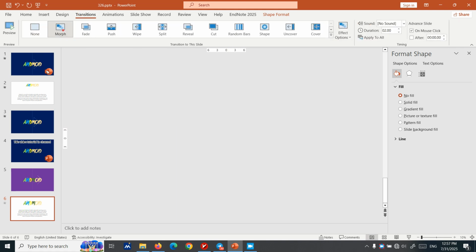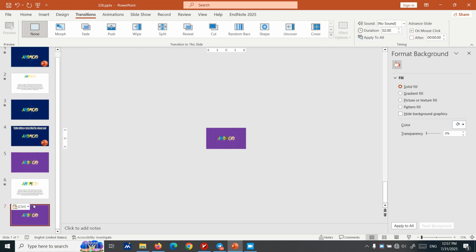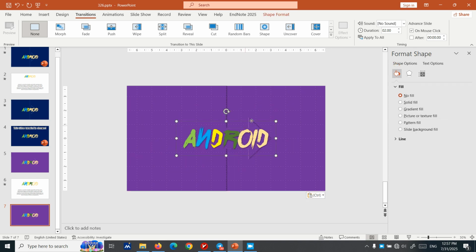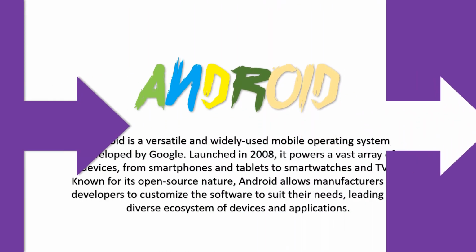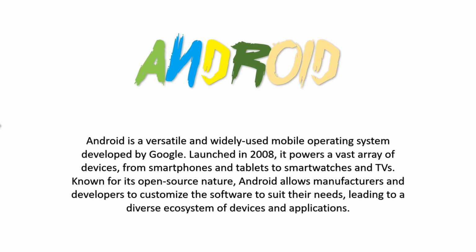Now we just set the transition to morph and copy this slide to the end. And for the ending, we delete this thing and just simply set the transition to morph. Okay, let's see what we created. You see, it's looking great.